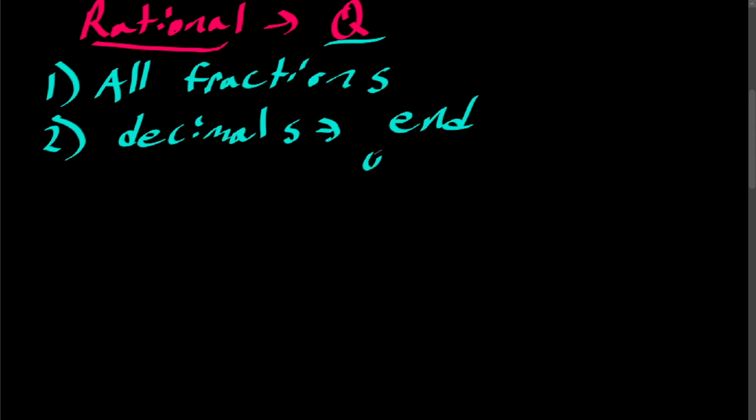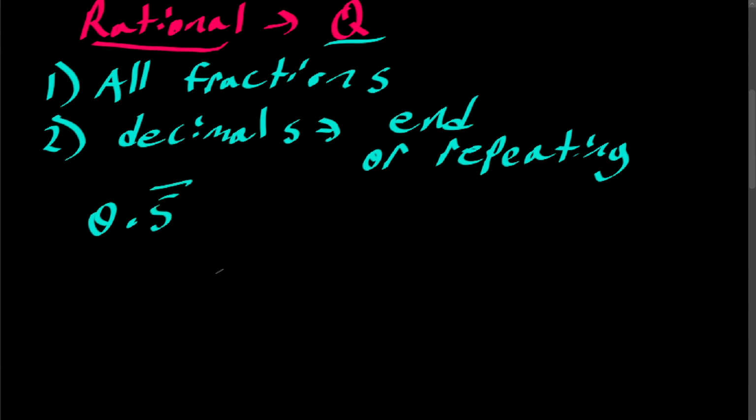let's just say or, because and wouldn't make sense here. They end, or they can have repetition. We'll just say repeating. Like those examples I talked about earlier, 0.5 with a bar over it means repeating. If we want to classify that, we'd say Q for rational, because it's a repeating decimal. Also, let's say 0.5 with no repeating. That decimal ends.